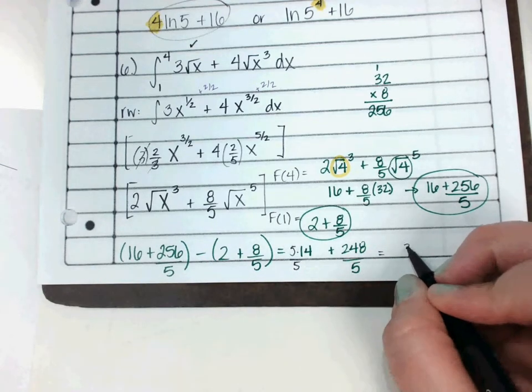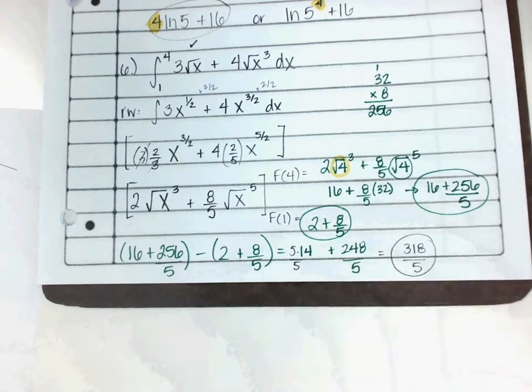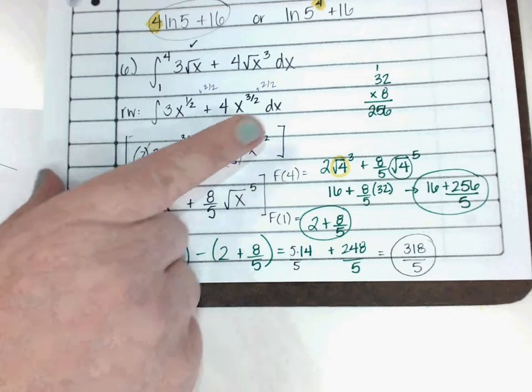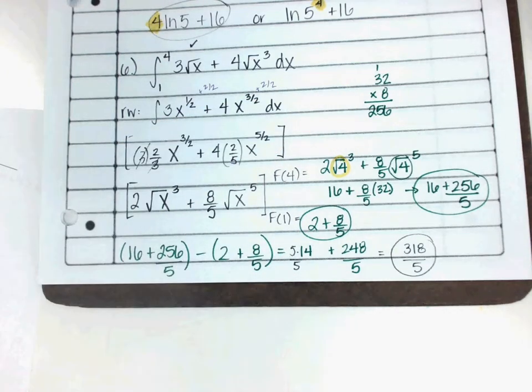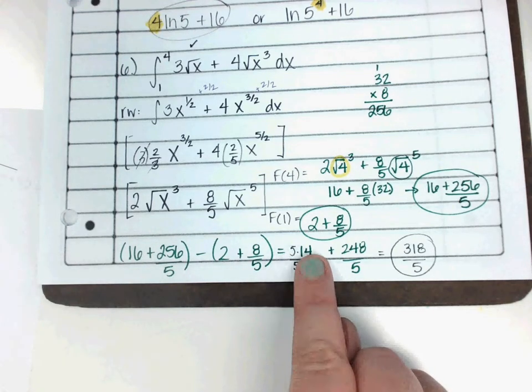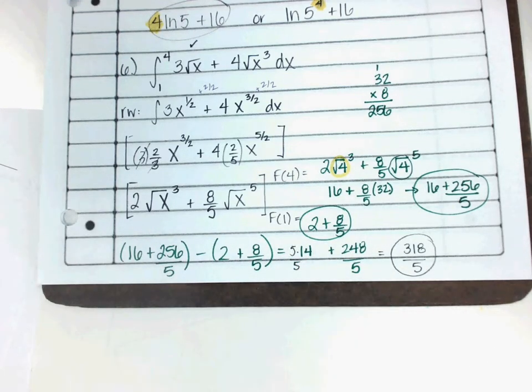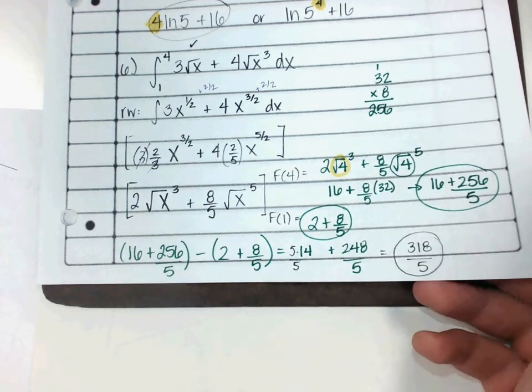318 over 5. Okay, if you don't remember, don't forget, you can always do that. It doesn't take that long, instead of guessing. Or you could do 5 times 10, and then 5 times 4, and then add them together. Okay? Last one! You ready?